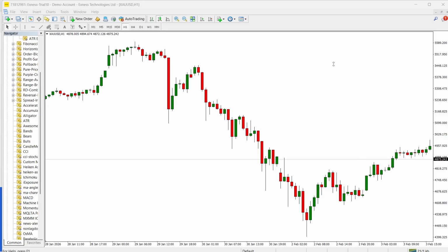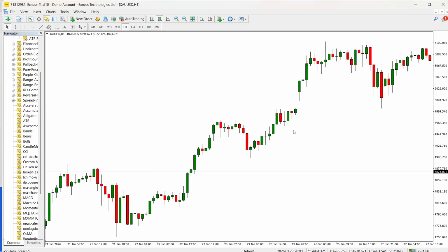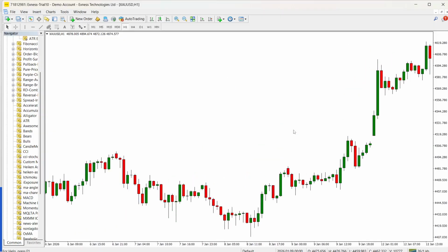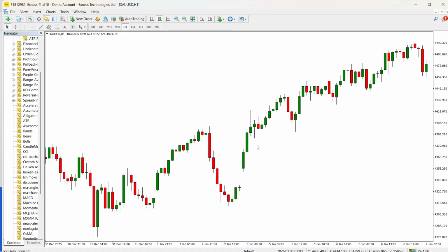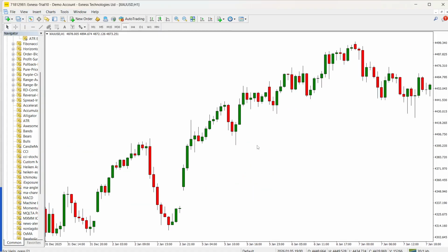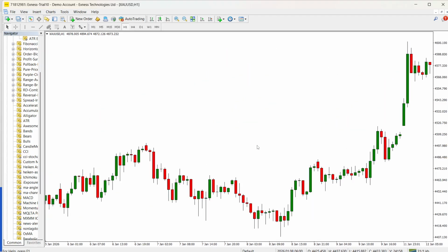Hello traders, in this video we are looking at the RD combo indicator for MT4. This indicator combines multiple components into a single visual tool on your MetaTrader 4 charts, helping you interpret market direction and conditions without switching between several separate indicators.